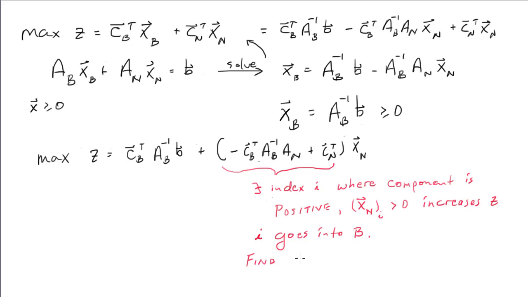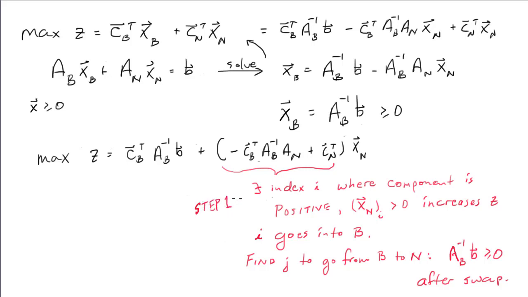Then we need to find an index in the basic set to go into the non-basic set. The criteria is to maintain feasibility. So there's step 1 and step 2 of the simplex method.